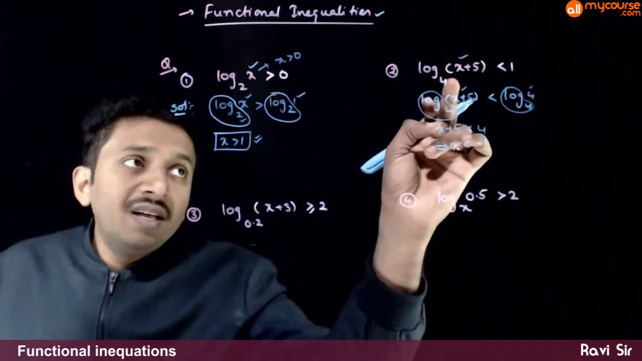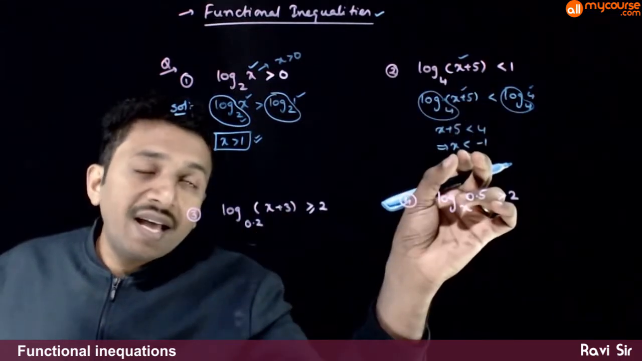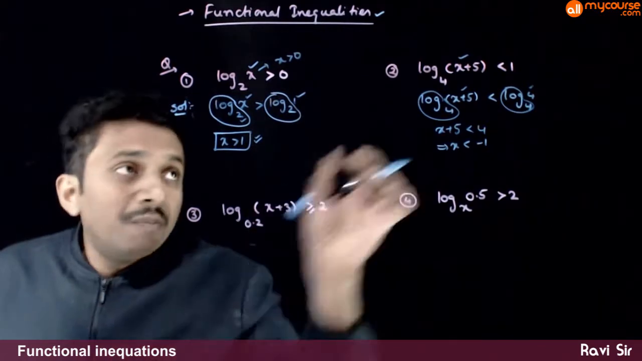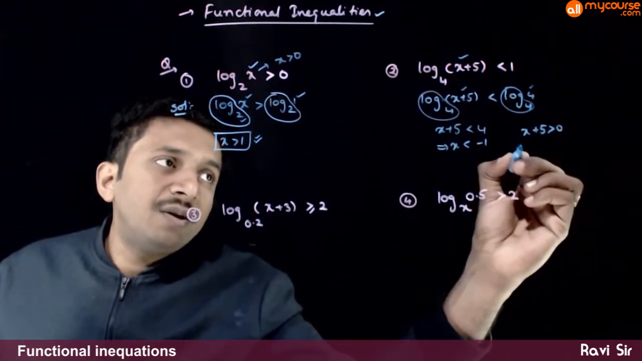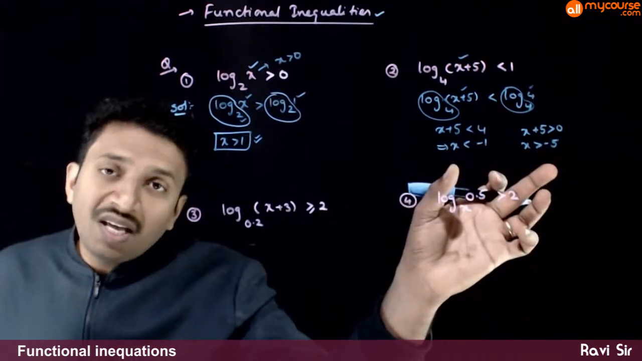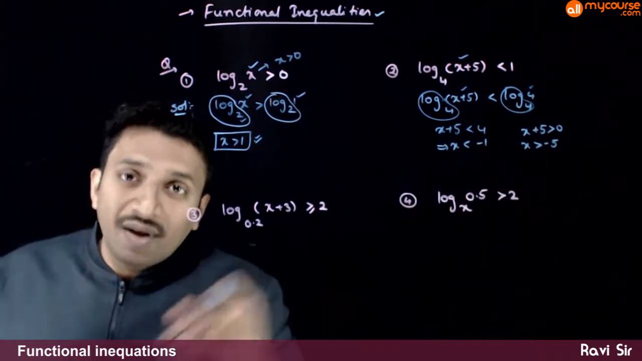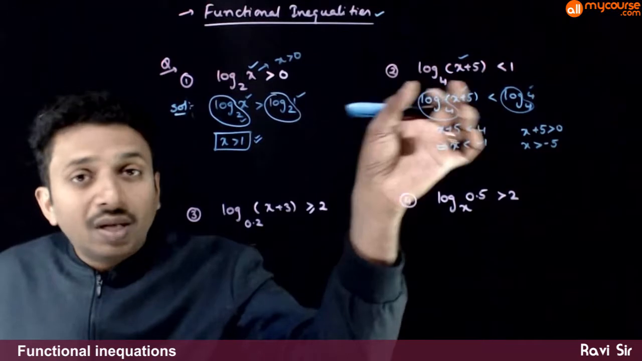Similarly here, log of x plus 5 to the base 4 is less than 1. For this inequality to be valid, x should be less than minus 1. But for this logarithm to be defined, x plus 5 has to be greater than 0. x has to be greater than minus 5. So both these inequalities have to be satisfied. That's the effective answer. That is, x lies between minus 5 and minus 1 is the effective answer for this inequality.